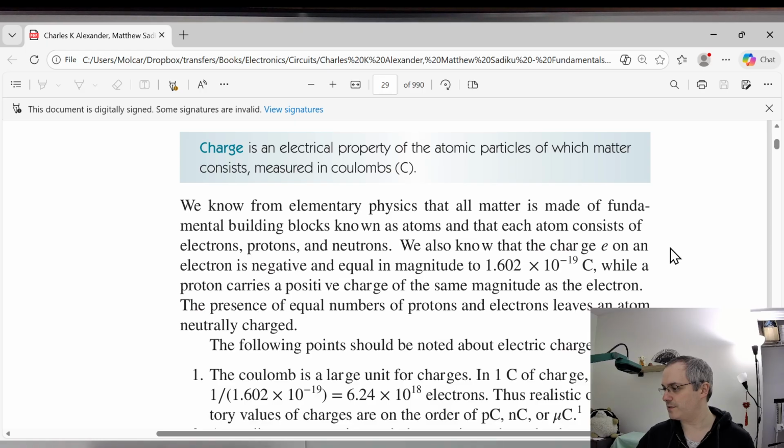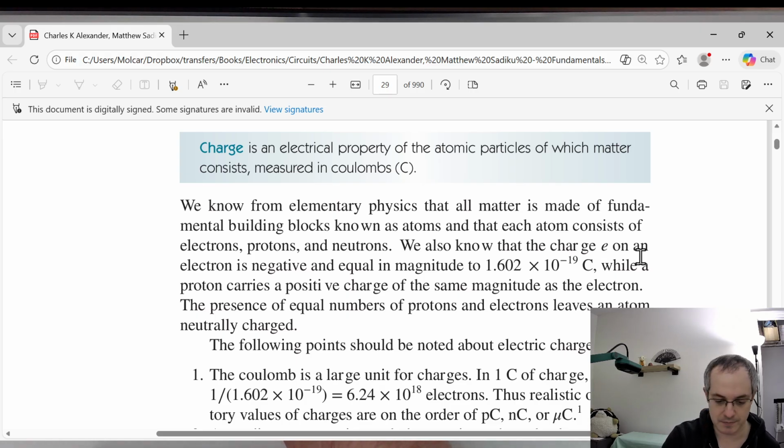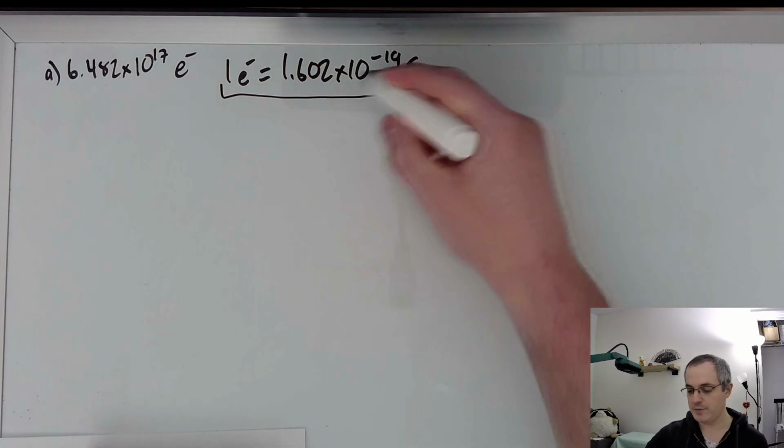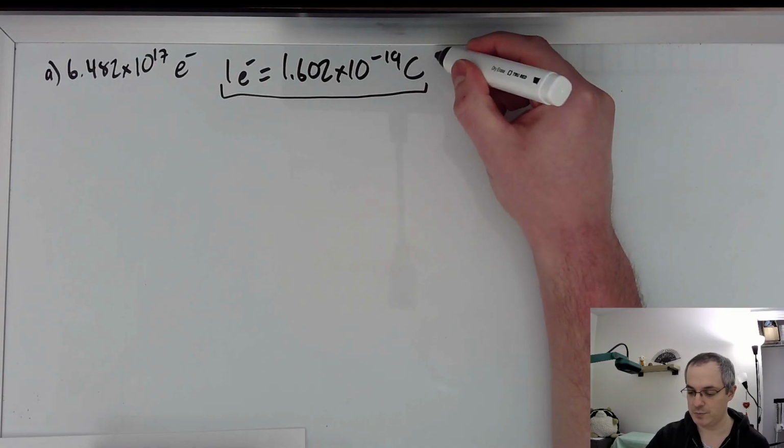Here you go. We also know that the charge e on an electron is negative and equal in magnitude to 1.602 times 10 to the minus 19 coulombs. So 1 electron equals 1.602 times 10 to the minus 19 coulombs. Another way we can write the units is coulombs per electron.